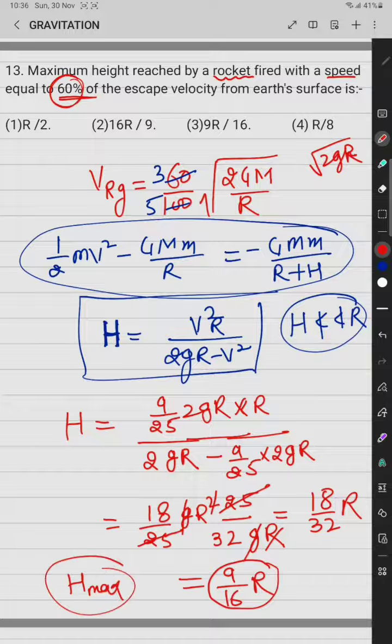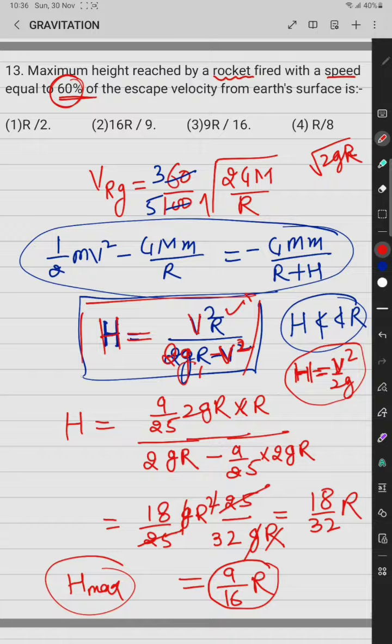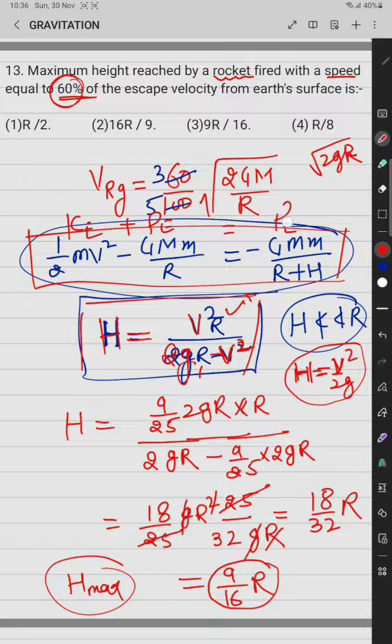So if h is negligible, then the height is equal to v square by 2g. But if the height is not negligible in comparison to the radius of the earth, then the height attained by any particle is v square by twice of g, multiplied by r and subtracted by v square. That is the result of energy conservation, that is kinetic energy plus potential energy is equal to potential energy at the height h. So I think the correct option is the third one.